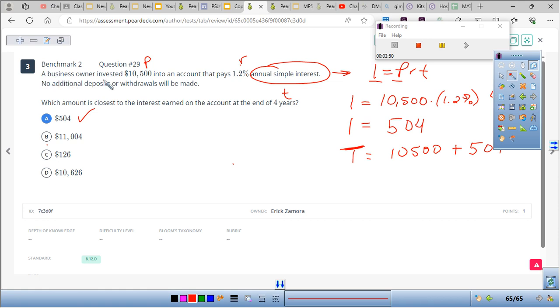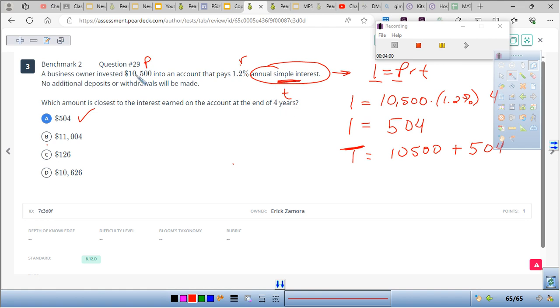Next one, a business owner invested 10,500 into an account that pays 1.2% annual simple interest. Annual simple interest, guys. And annual compound, we're going to go simple. I equals PRT again. No additional deposits or withdrawals will be made. Which amount is closest to the interest? So we're going to go just strictly the interest again, earned on the account at the end of 4 years.